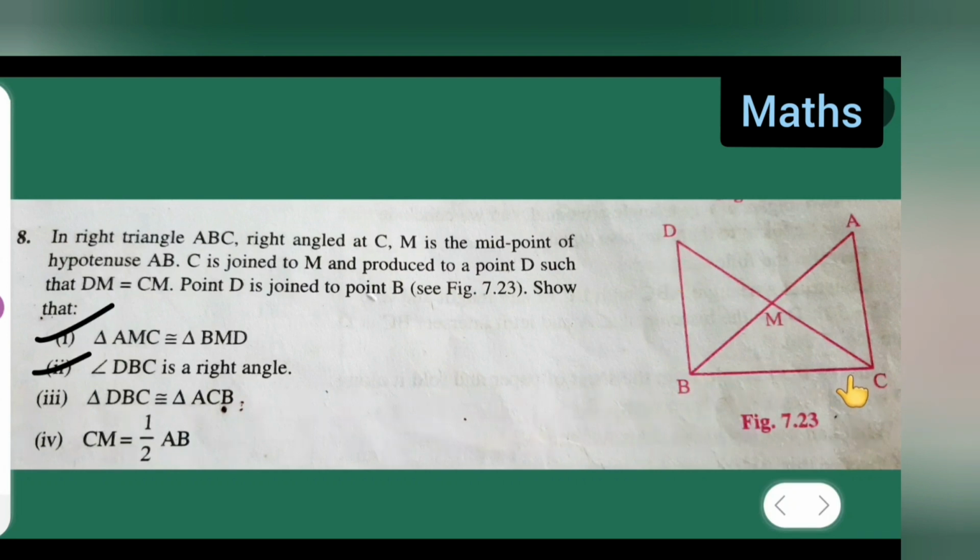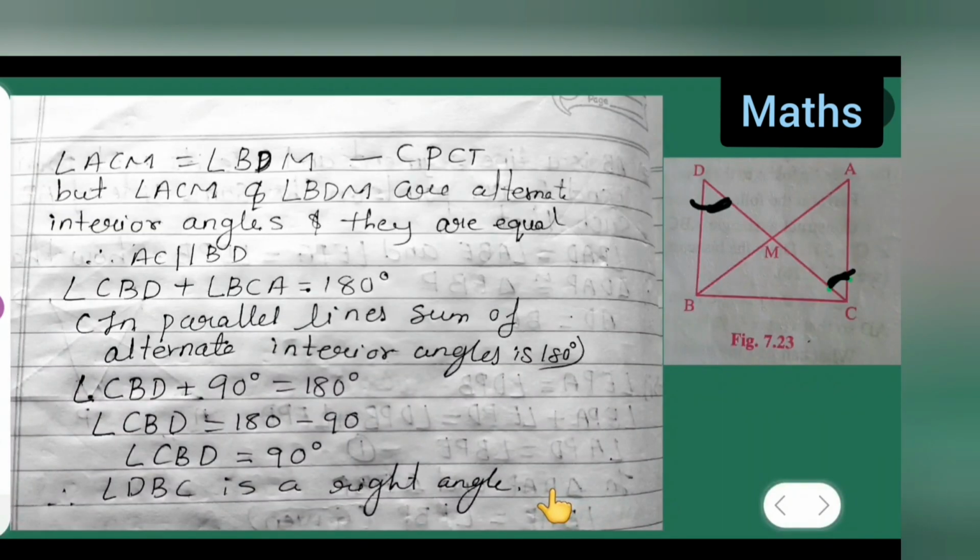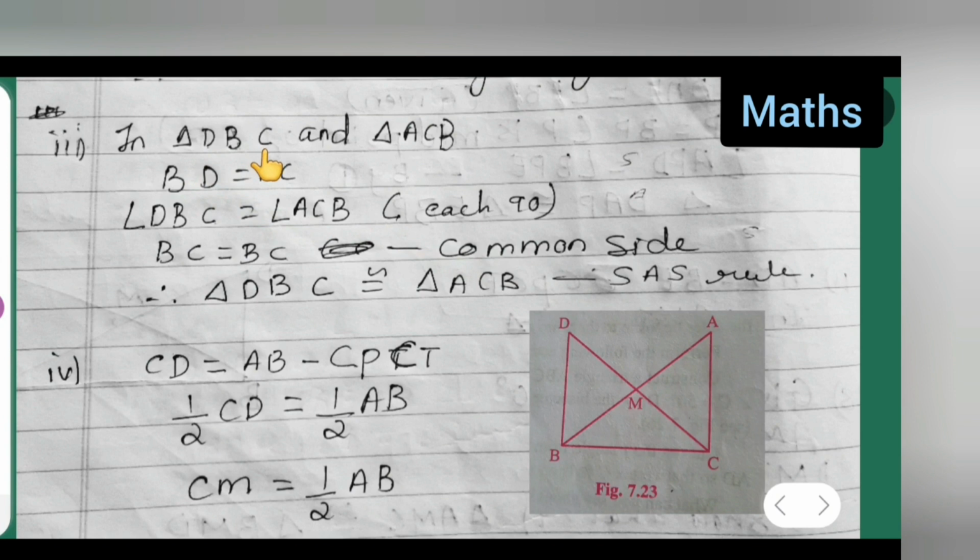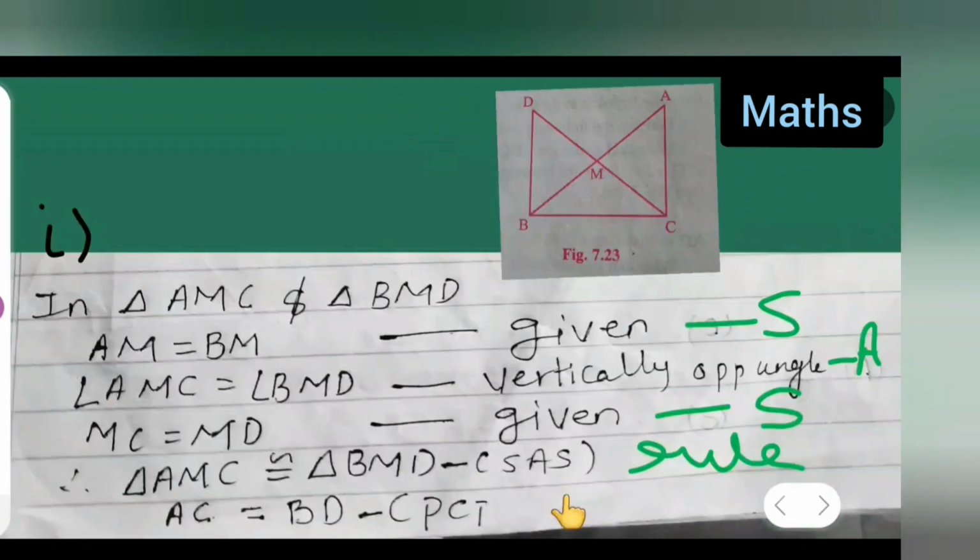Triangle DBC is congruent to triangle ACB. So write down triangle DBC and triangle ACB. Now BD is equal to AC from here. Okay, BD is equal to AC. I have taken it from the corresponding parts of the congruent triangles, the previous first one.